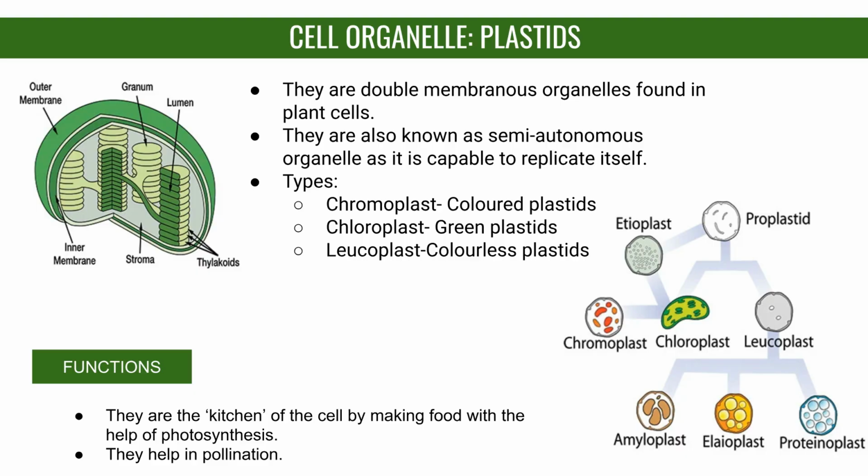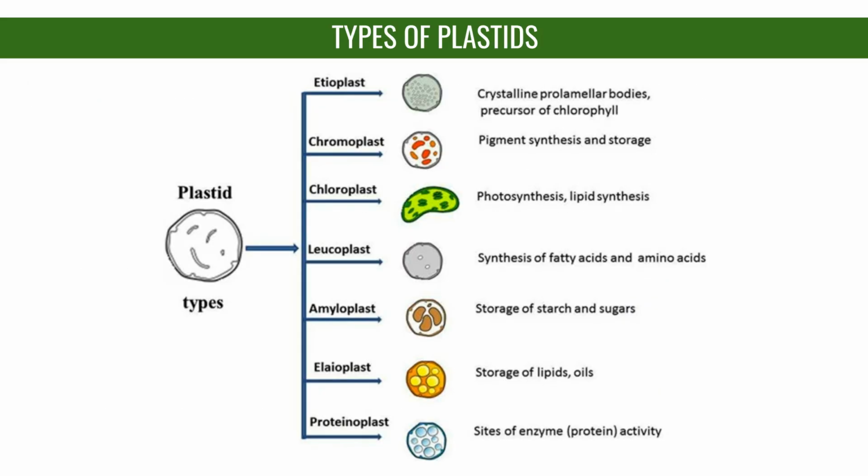Plastids are double-membranous organelles found in plant cells and are also semi-autonomous. They are classified into chromoplasts, colored, chloroplasts, green, and leucoplasts, colorless. Functions include making food through photosynthesis, earning them the nickname kitchen of the cell, and aiding in pollination. Plastids have various types, each with specific functions, such as chromoplasts for pigment synthesis and storage, chloroplasts for photosynthesis, and leucoplasts for the synthesis of fatty acids and amino acids.